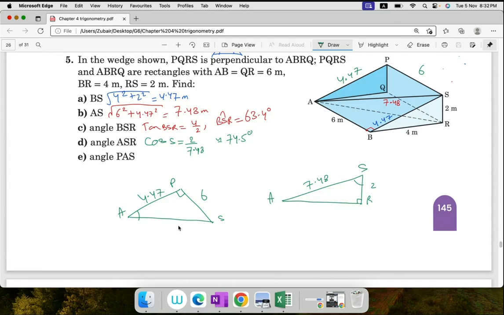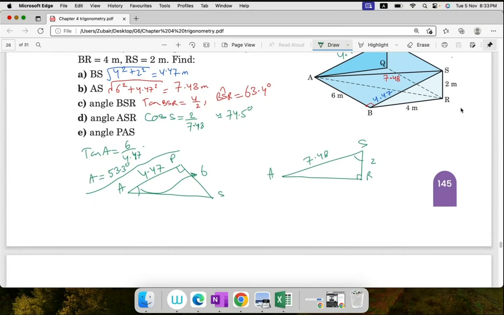Just wait. With respect to this angle, tan. Yes, tan. 6 is perpendicular. The tan of A is perpendicular over adjacent side, and A is equal to tan inverse of 6 divided by 4.47, which is 53.3 degrees. Ali, any issues? No, sir.